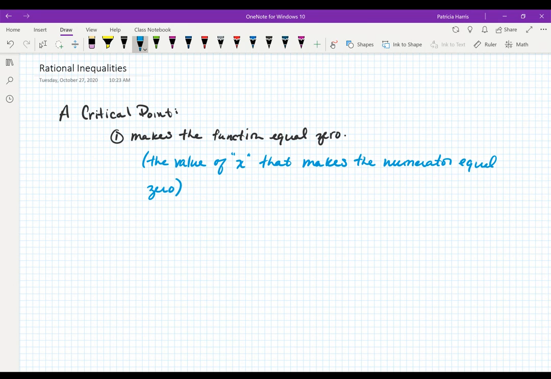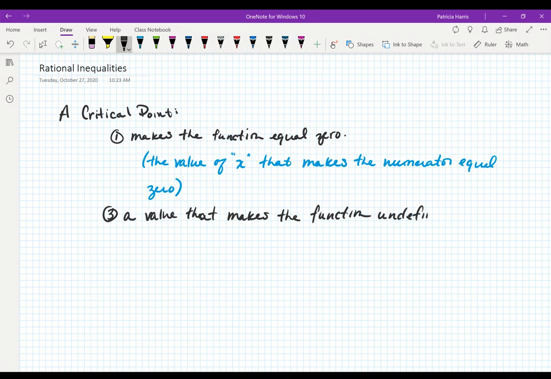Okay, the second place where a critical point might occur is a value of x that makes the function undefined. In the instance of a rational inequality, this will occur where the denominator is equal to 0.